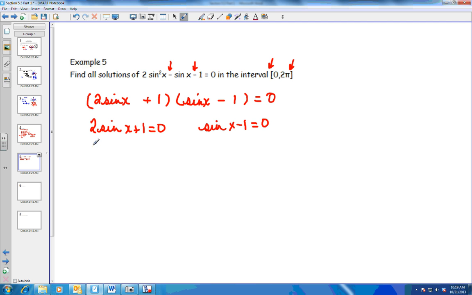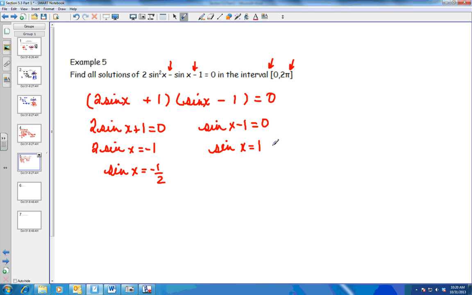And now I'm going to solve 2 sine x equals negative 1. Divide by 2, and I get sine x equals negative 1/2. On this one, I'm going to get sine x equals 1. So let's look at this one first because this one's going to be easy.